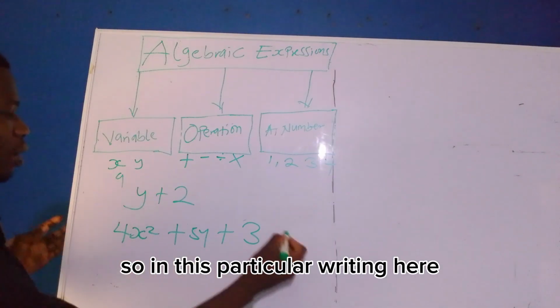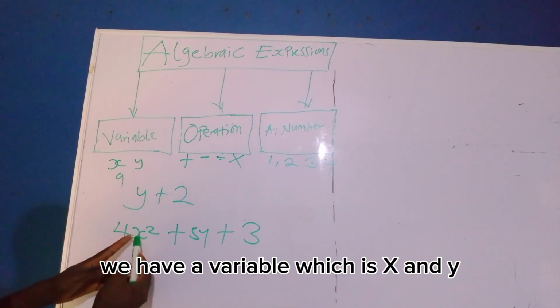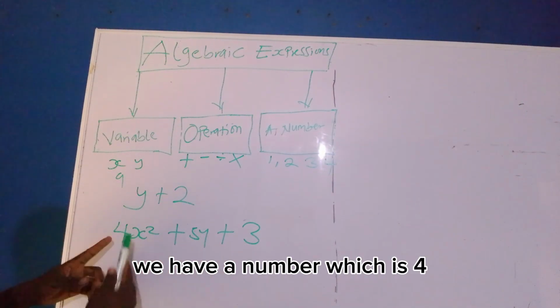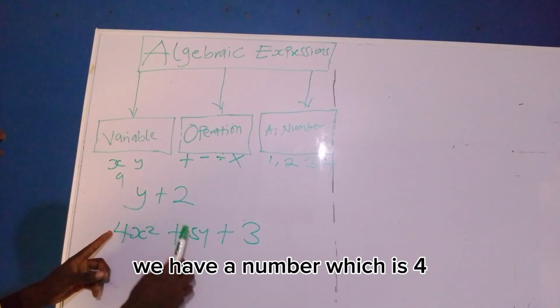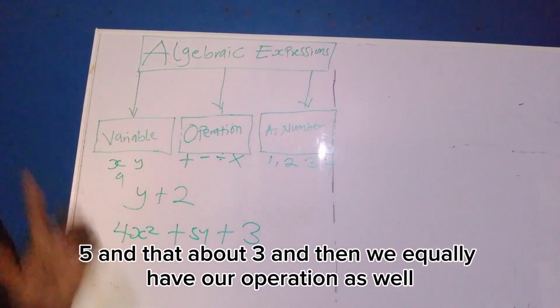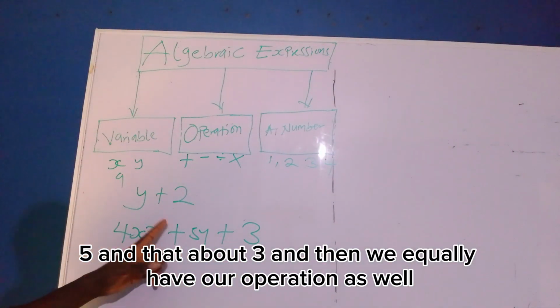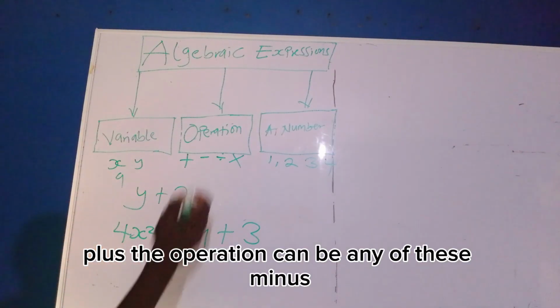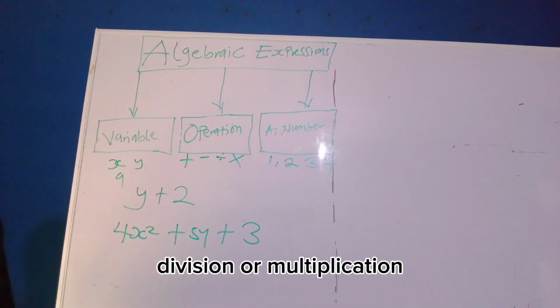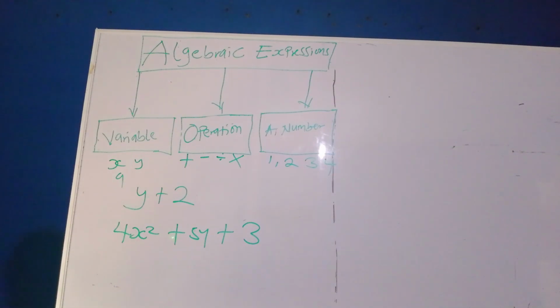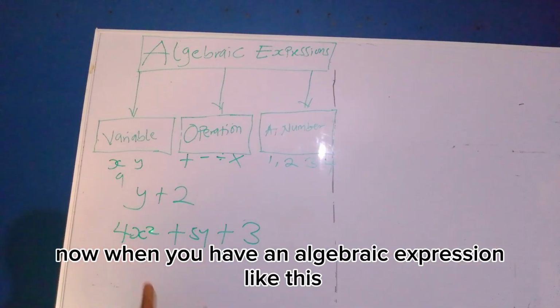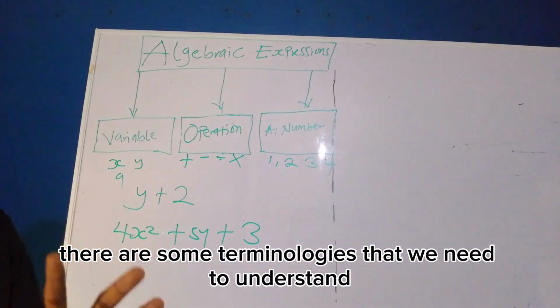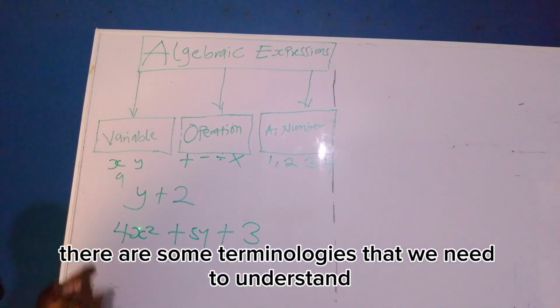So in this particular writing here, we have a variable which is x and y. We have a number which is 4, 5, and that of 3. And then we equally have our operation as well. Plus, the operation can be any of these: minus, division, or multiplication. Now, when you have an algebraic expression like this, there are some terminologies that we need to understand.